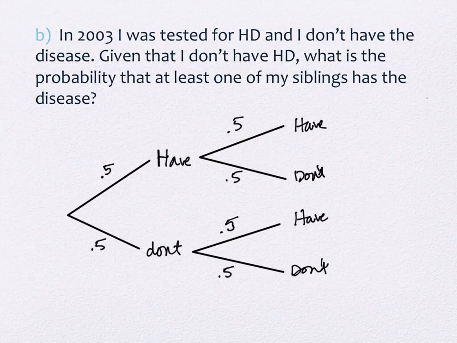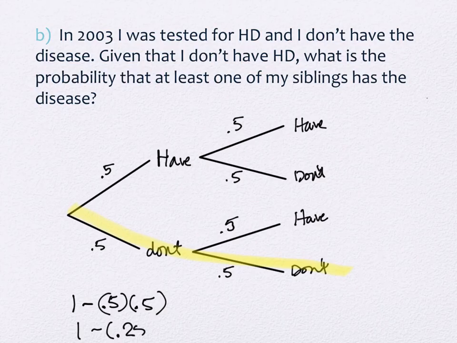All right, so we're gonna do the same thing that we had done again. We're gonna take just this last branch because this last branch is the only one where nobody has it, right? And we're gonna find that probability. So now it's 1 minus the 0.5 times the 0.5. And if you take 0.5 times 0.5, what do you get? 0.25. And if I subtract now, what do I have? 0.75. It went down. That makes sense, right? But it doesn't go down a whole lot. 0.75 chance that at least one of my siblings still has it.